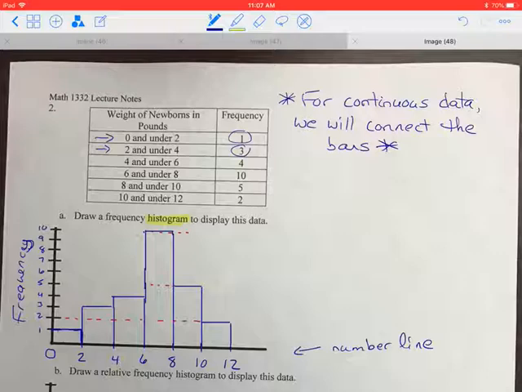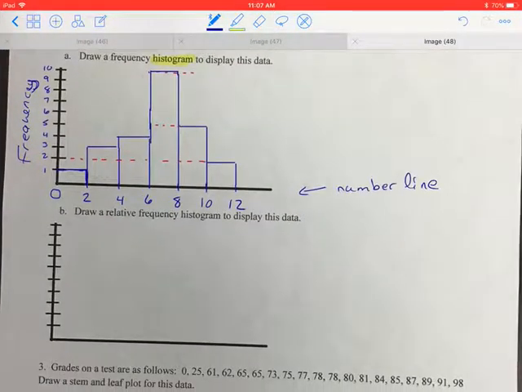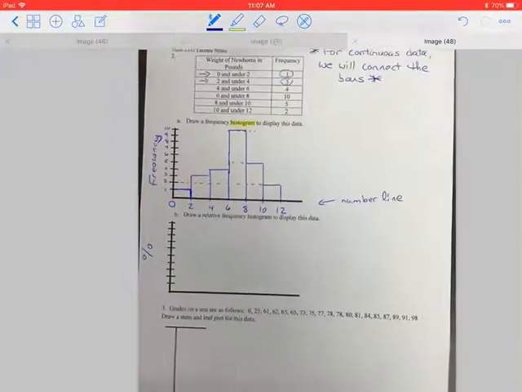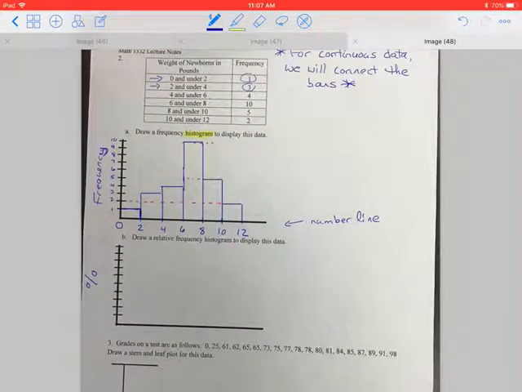All right, so let's look at B. This is relative frequency. So what that means is instead of frequency over here, we're going to put percent. All right, so if we go back to our table, let me zoom this out a little bit. In the 0 to under 2 category, I'm just going to write that as 0 to 2. I had 1 out of, I don't know how many, so let's add that up: 8, 18, 20, 25. So I have 1 out of 25 babies in that category. That comes out to be 0.04 or 4%.